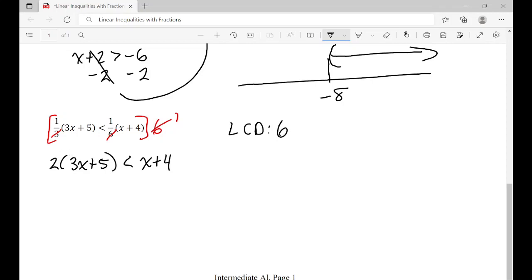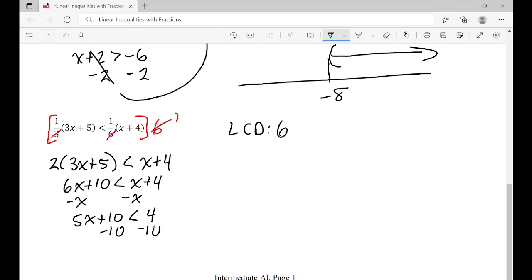So I will now distribute the 2 across and get 6x plus 10 is less than x plus 4. And now I'm going to subtract x over to get all the x's to one side. So 5x plus 10 is less than 4. And then subtract 10 from both sides. Those cancel out. And one more time, just move it on over. 5x is going to be less than negative 6.